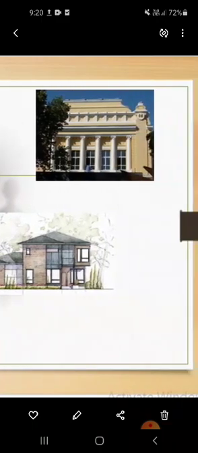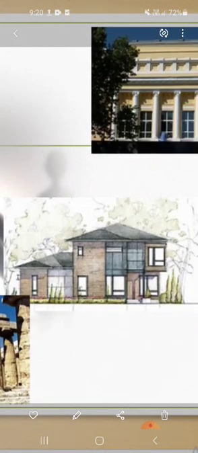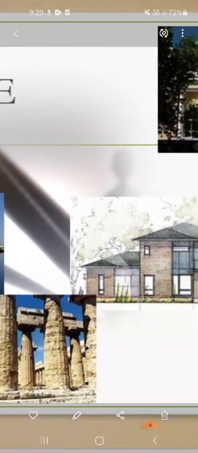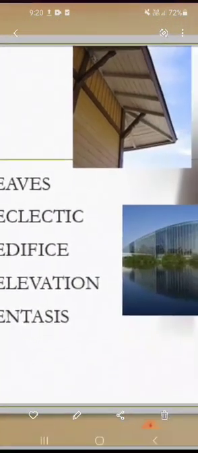So what is an elevation? It's nothing but the exterior wall of a building, and an elevation drawing is a representation of this wall or facade. So this is an example of an elevation drawing. This depicts an elevation of some building, some sort of housing, I think. So that is elevation. And then we have entasis. What is entasis?